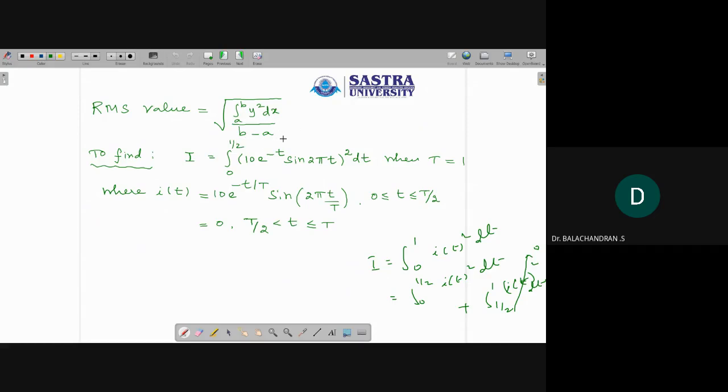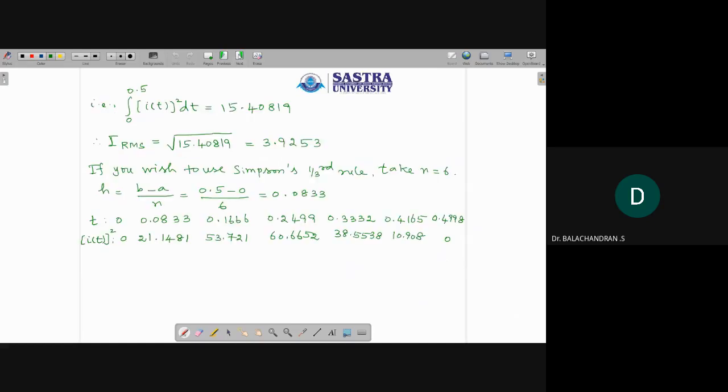But here b minus a: you are taking t equal to 1, so 0 to 1. Originally we are taking 0 to 1, so b minus a is 1 minus 0, which is 1. For our problem, b minus a is 1. So integral 0 to b of y square dy, instead of y square, I have I square. So the only thing we need is to take the root of the value 15.40819, and I get the RMS value.